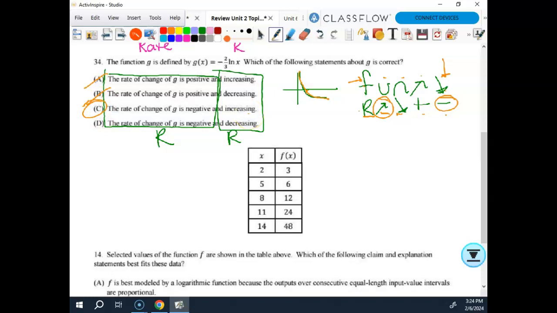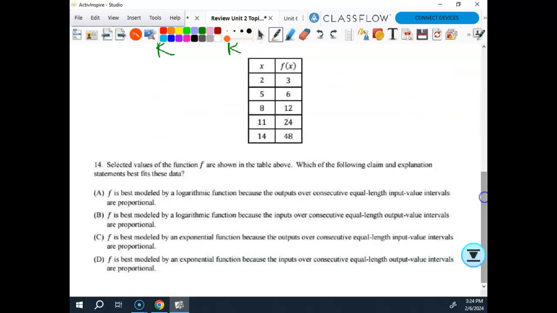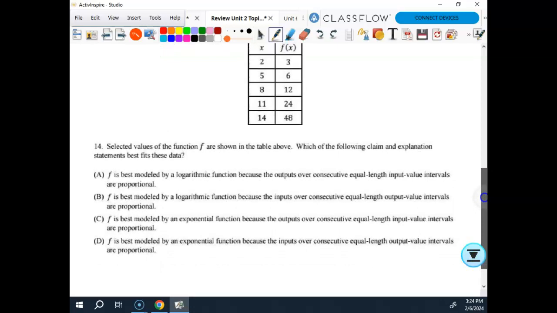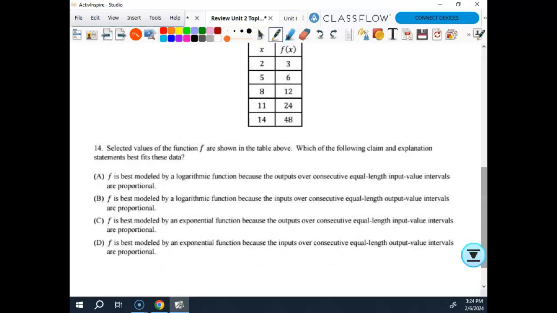All right, 14. Now, this is one of those where I know you don't love the wording. I don't love the wording either, but it is what it is, and you have to employ the things that your English teachers have taught you about how to read wordy stuff.